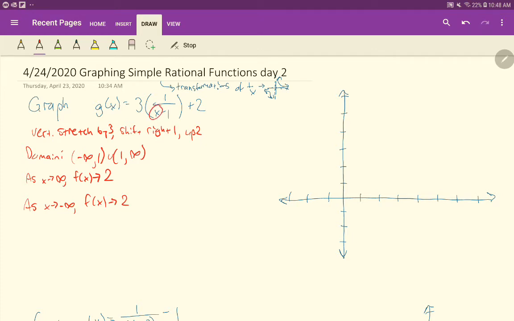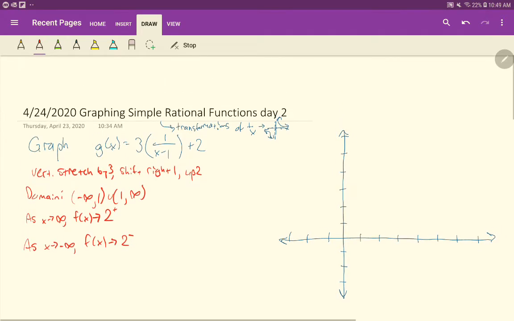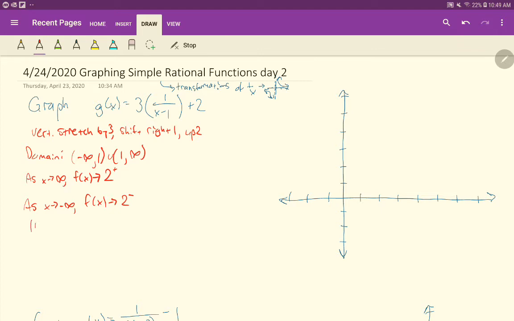Again, if you plug negative infinity in for x, or a really negative number, subtracting 1 will still make it really negative. 1 over a really negative number will be very close to 0, but on the negative side. Times 3 will still be very close to 0, still on the negative side. Adding 2 then will make it very close to 2, but from the negative side. So again, if you want to be technical here, we would put those little signs in. Okay, so with that in mind, since our function approaches 2, that means we have a horizontal asymptote at y equals 2.